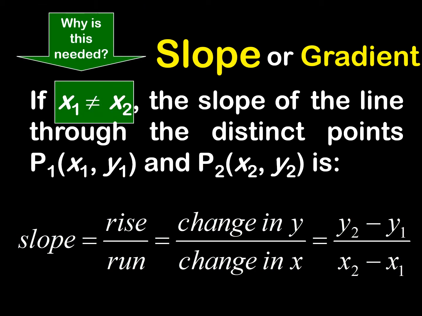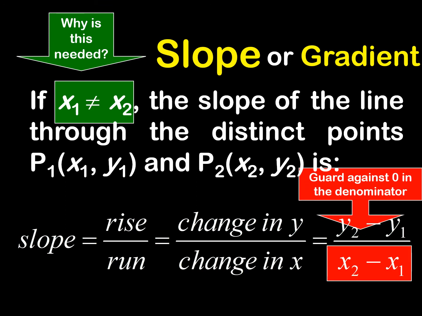Why x sub 1 should not be equal to x sub 2? Because we are going to guard ourselves against 0 in the denominator, because if that becomes 0, it is undefined, okay? And the symbol for undefined is infinity.